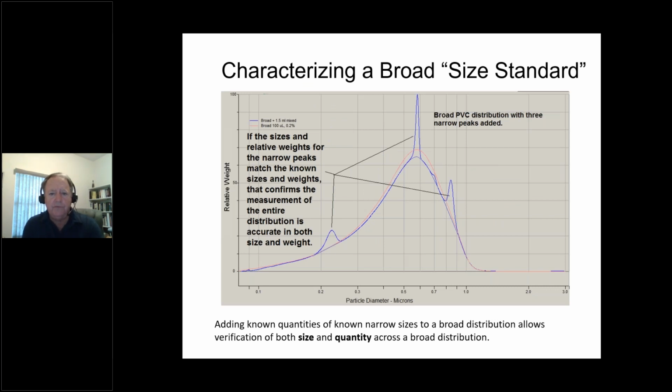Okay, one of the questions that people often have with particle characterization is, when they have a broad distribution, how can they verify that the broad distribution is actually accurate? In other words, you can inject a narrow peak and you know that it's reported to the right size, but how about a broad peak? How can you be confident that broad peak is accurate? And one technique to do that is to take narrow peaks and superimpose them on a broad peak. And if you know the quantity and the size of each of those narrow peaks, and they are reported correctly, as I've shown here for the blue trace, then you can be certain that the red trace, the one without the small particles added, is accurate in both size and quantity.